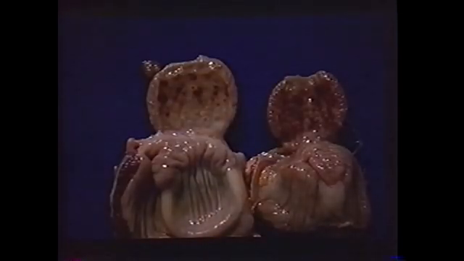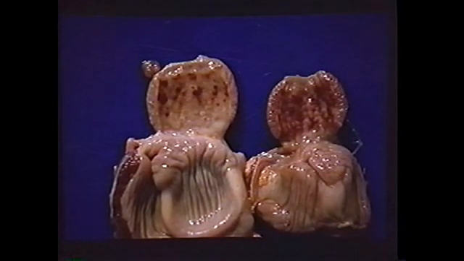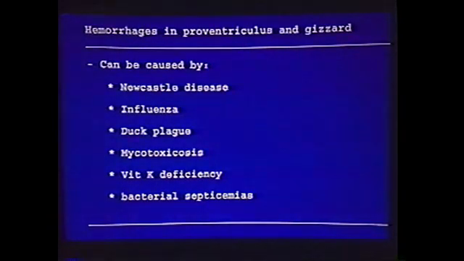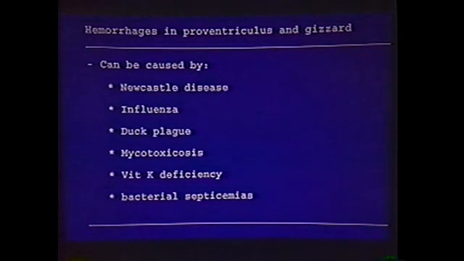Looking here at proventriculus and gizzard from chicken, you can see petechiae and ecchymotic hemorrhages on the lining of the proventriculus. These hemorrhages are not specific and can be associated with a variety of infectious diseases: Newcastle, influenza, duck plague, mycotoxicosis, vitamin K deficiency, and a variety of bacterial septicemias.